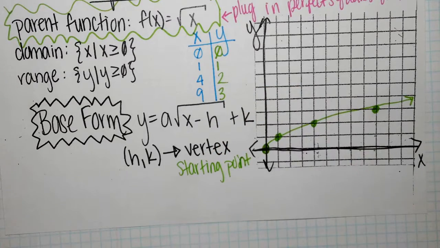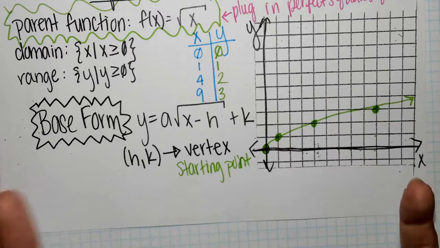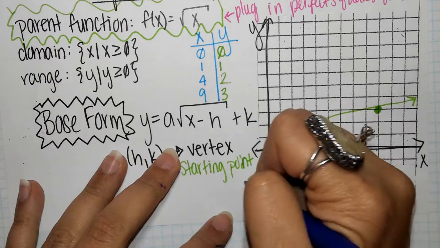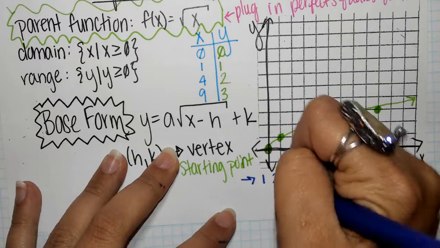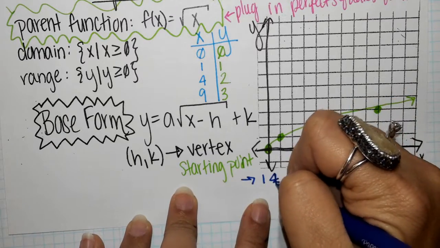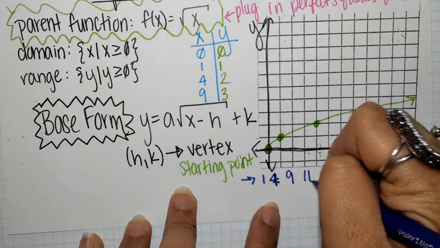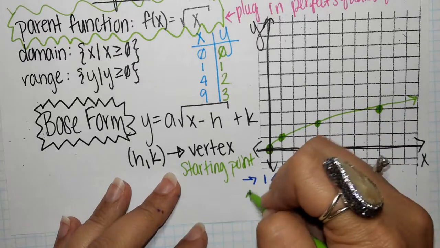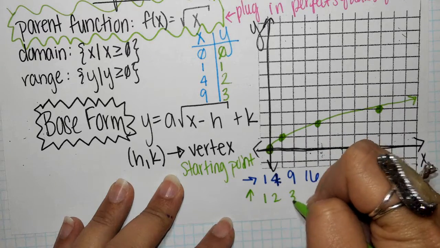And then from there, you remember when we did vertex form, we would go up the perfect squares, then left or right the square root of it? You're doing the opposite. You go right the perfect squares and up the counting numbers. So this time you'll go right 1, 4, 9, 16. And then you go up 1, 2, 3, 4.